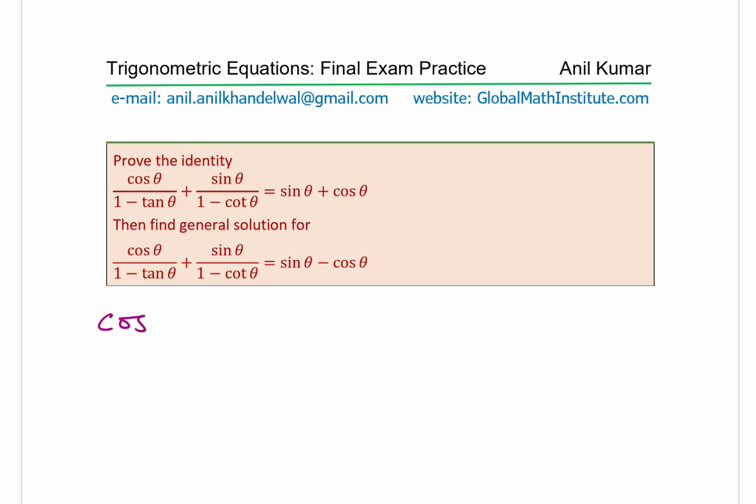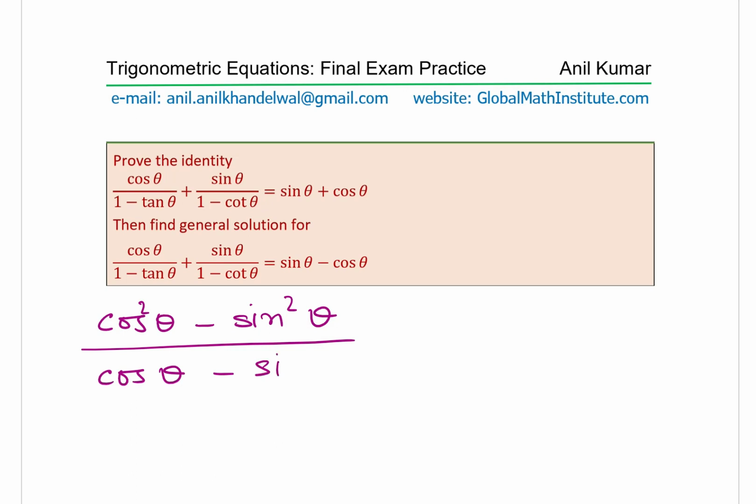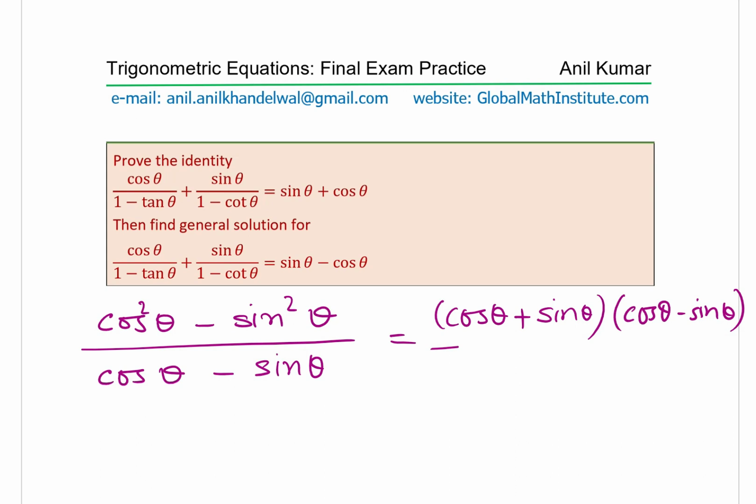So we have cos square theta minus sine square theta over cos theta minus sine theta, clear? So we have difference of square. We could write this as cos theta plus sine theta times cos theta minus sine theta over cos theta minus sine theta.